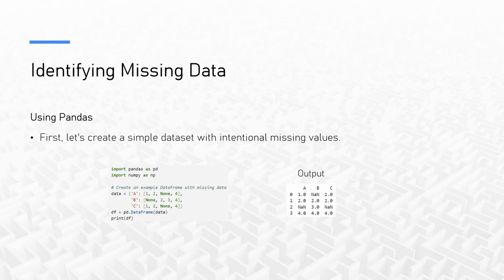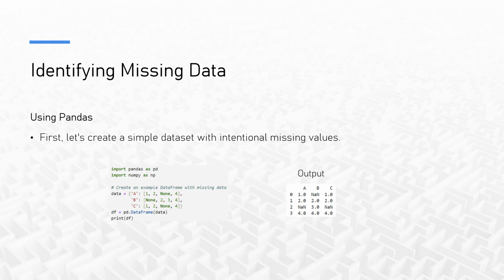Here we're starting with a simple example in Pandas to see how missing data looks in practice. We first import Pandas and NumPy. Then we create a small dataset with 3 columns: A, B, and C. To make this realistic, we intentionally added some missing values using None. When we turn this dictionary into a data frame and print it, you can see the output on the right.